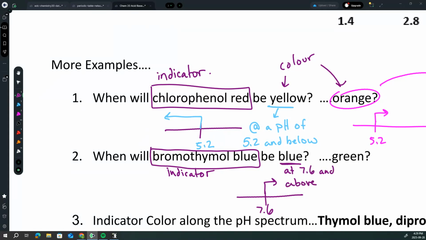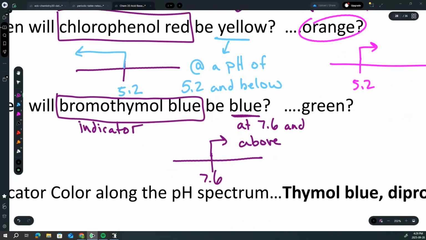So what this means is that bromothymol blue could be blue when it's put into a solution that has a pH of 7.8, 8, 9, 10, all the way up to 14. That indicator will be blue at all of those pHs.